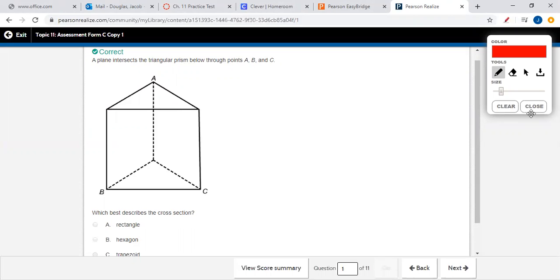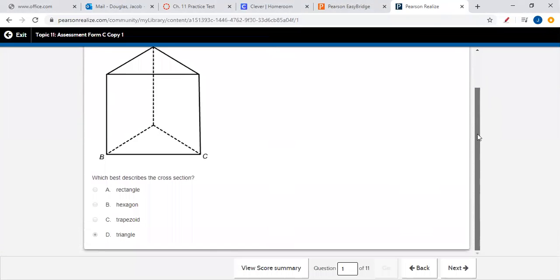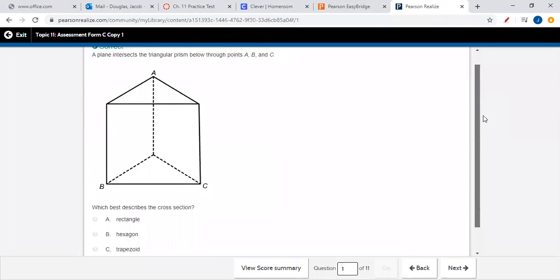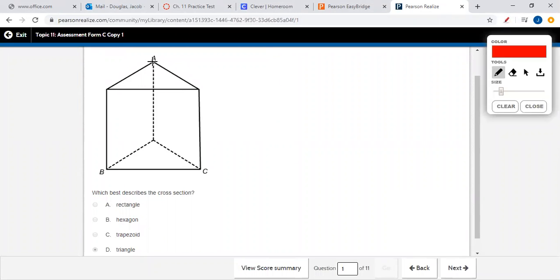So within this here, if we were to look at this triangular prism and we said we have a plane that intersects through points A, B, and C. All right, so we know that it's going to come down through that sheet of glass and it's going to hit A, it's going to hit point B, and then point C. All right, so that sheet of glass has to touch those 3 points.